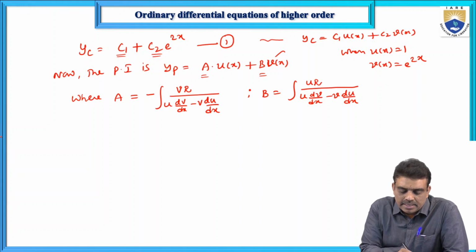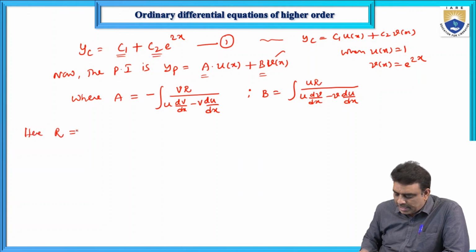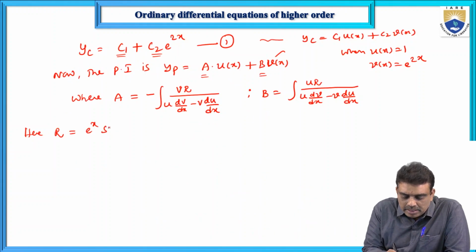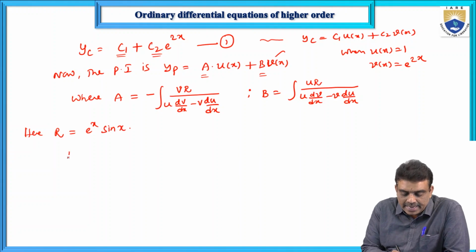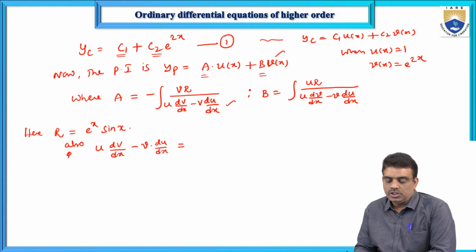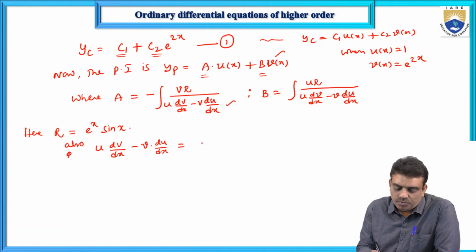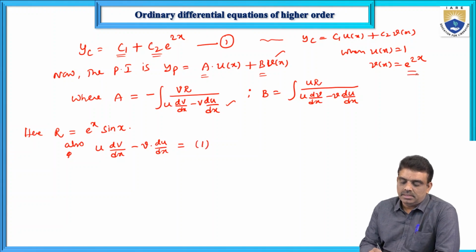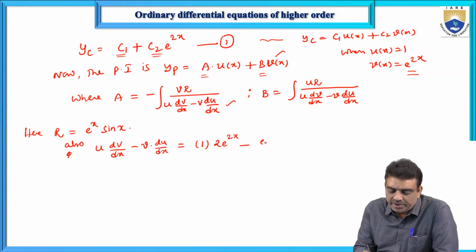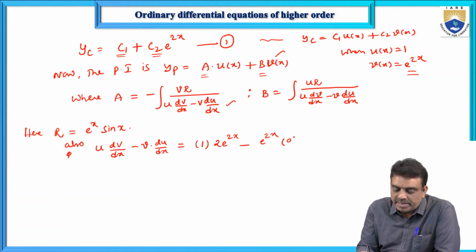And what is r of x here? Here, r is equal to the right side function in the given problem, that is e power x sin x. Then for A, you also need to find the denominator. First, I calculate u dv by dx minus v into du by dx. What is u? U is equal to 1, and dv by dx is the derivative of e power 2x, that is 2 into e power 2x, minus v of x, e power 2x, into du by dx, the derivative, which is 0. So the value is 2 e power 2x.